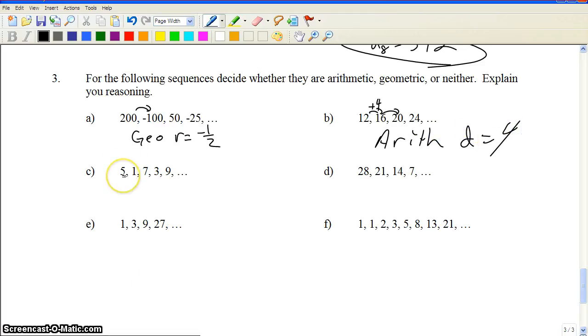Number 3, C, rather, the third one. This one's neither. Even though it switches back and forth in each term, it doesn't fit either of the models. D, what is it? It's arithmetic. What's the difference? -7. Add -7. This guy, geometric, and the ratio is 3.